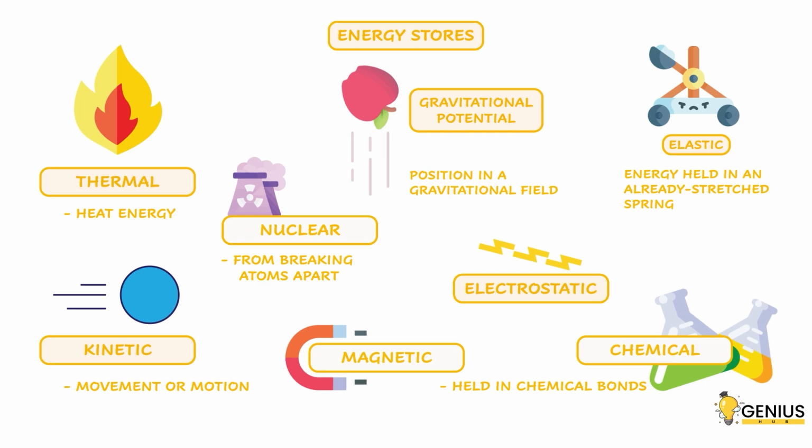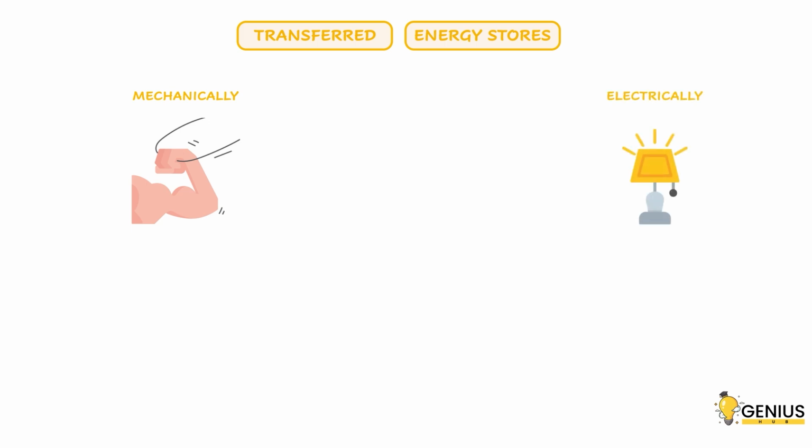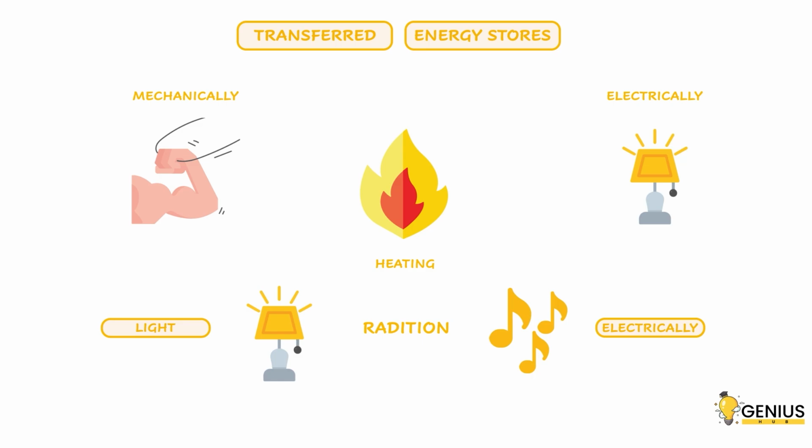The important point is that energy in these stores is not permanent, it can shift from one store to another. Transfers can happen in different ways: through mechanical means, like stretching a band, electrically, such as plugging in a device, by heating, or by radiation, like sound or light waves.